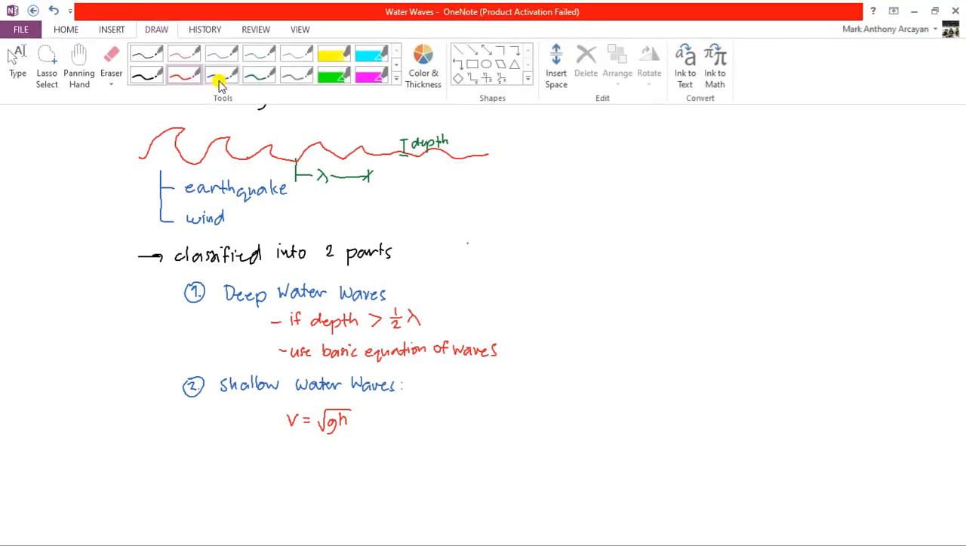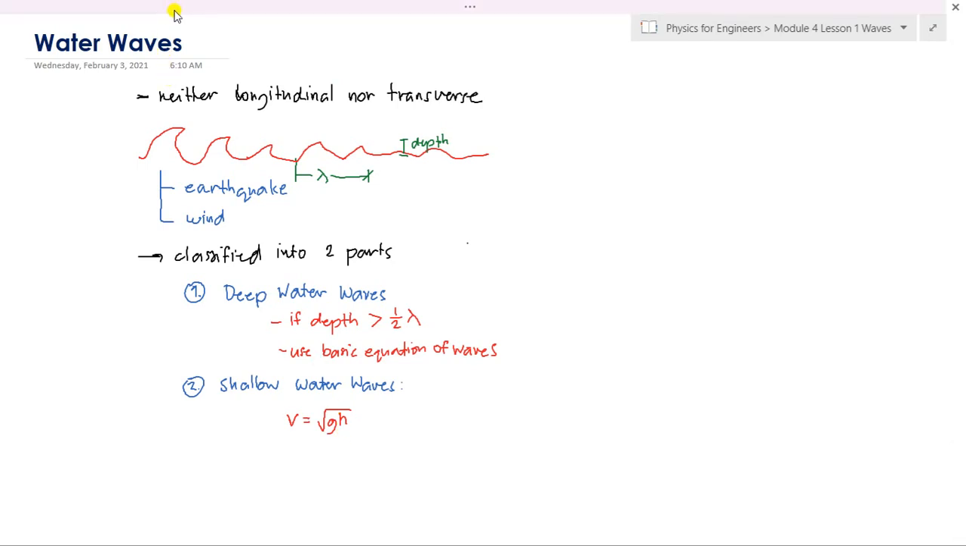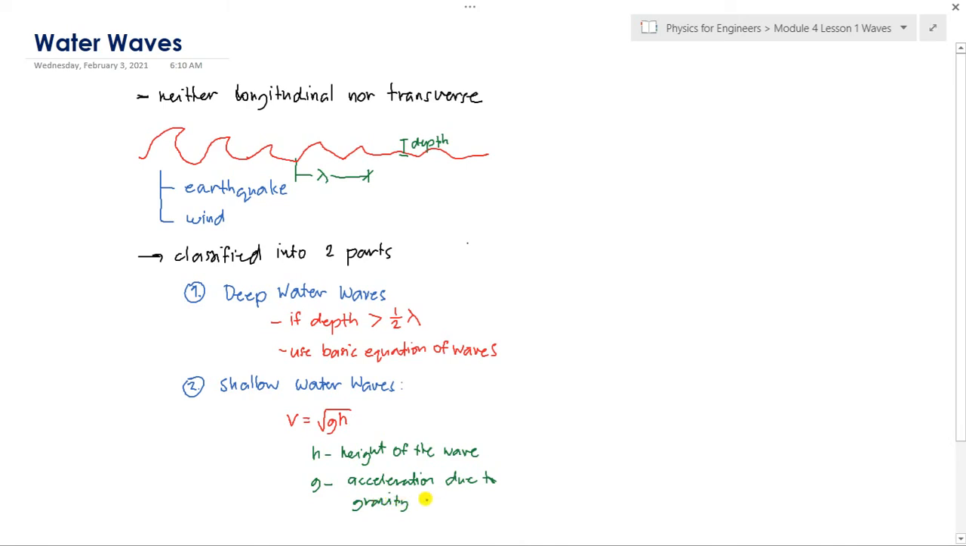So h is the height of the wave, or you can also name this as the amplitude. g is the acceleration due to gravity, that is 9.81 meter per second squared.